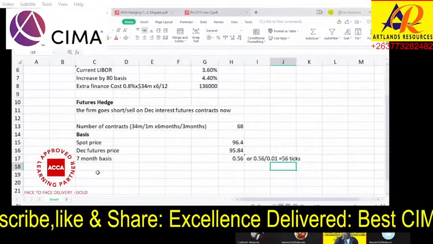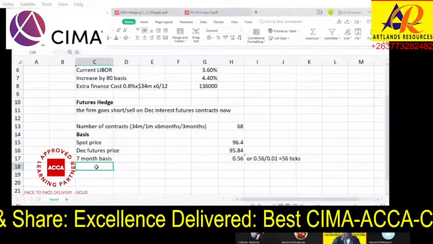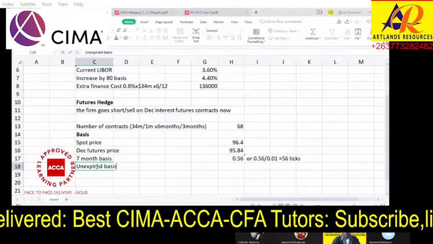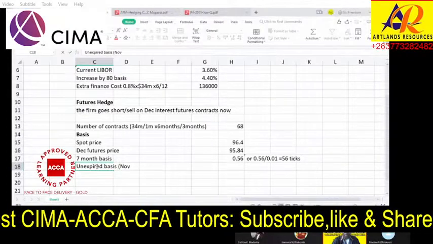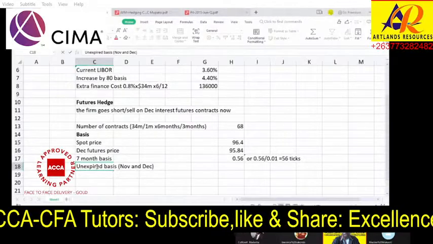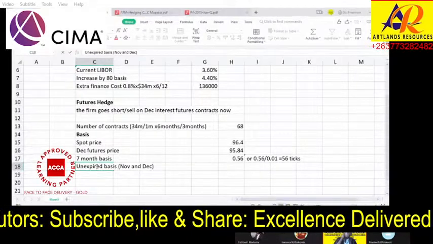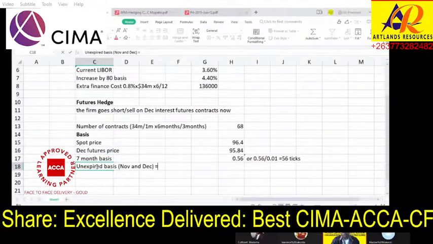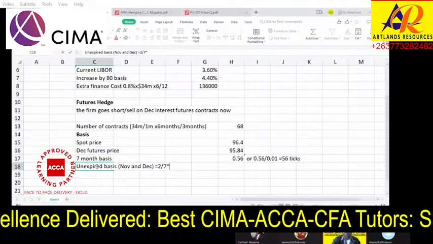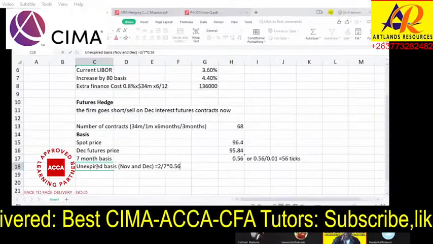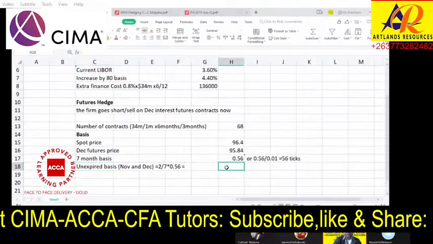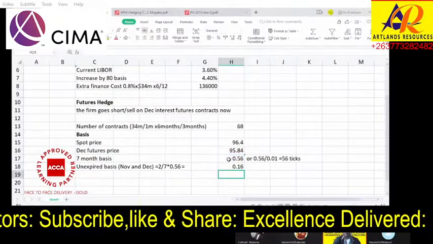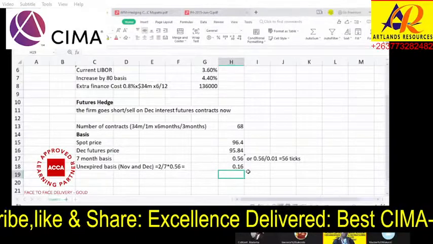So what you then have to do is you now say an expired basis. Remember, an expired basis, it's November and December, because we are exposed between now and the time we take the loan, which is 31st of October. So November and December, it's an expired basis. So this becomes equals 2 over 7 multiplied by 0.56. So an expired basis equals 0.16.